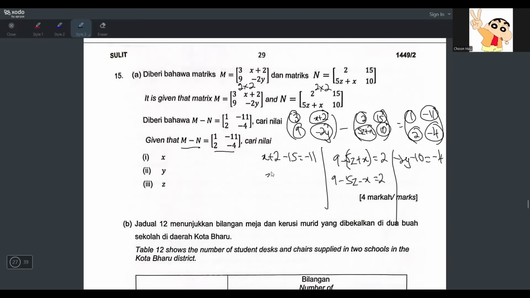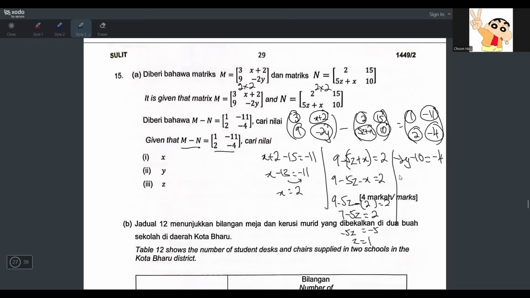Alright, how to find x? Okay, 2 minus 15 boleh buat. Dapat negative 13 equals negative 11. And then negative 13 hantar jadi plus. So you get 2. This one, dia akan jadi 9 minus 5z minus x equals to 2. Okay, x tadi tak tahu, tapi sekarang sudah tahu sebab sudah cari. So 2 sini. And then 9 minus 2 is 7 minus 5z equals to 2. But I'm trying to find z, right? So pindah the 7. Plus 7 jadi minus 7. 2 minus 7 is negative 5. And then negative 5 divided negative 5 is positive 1.